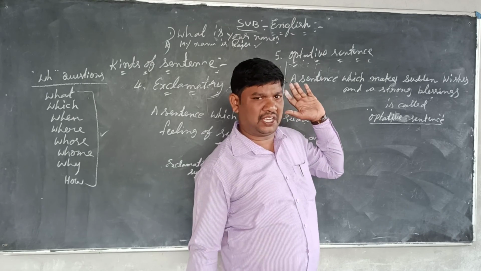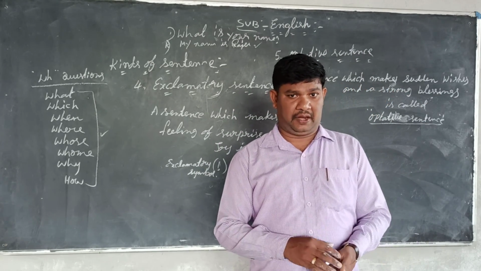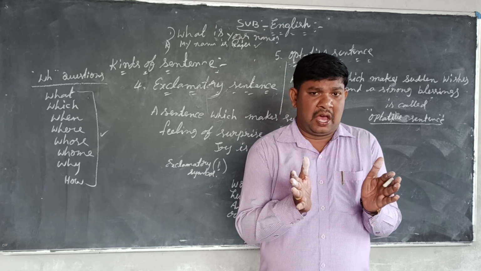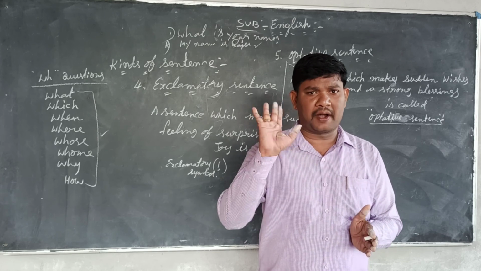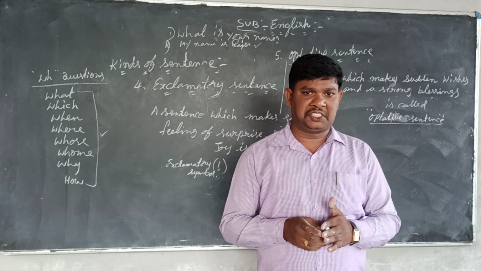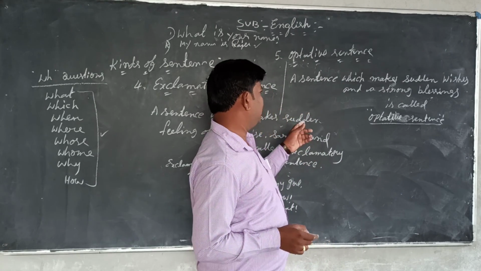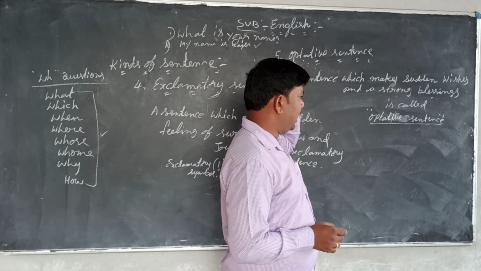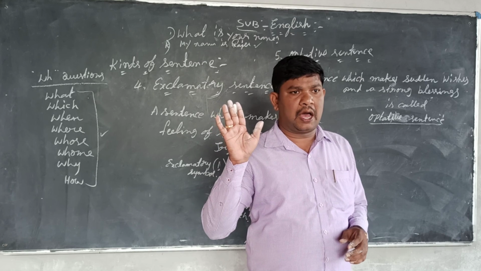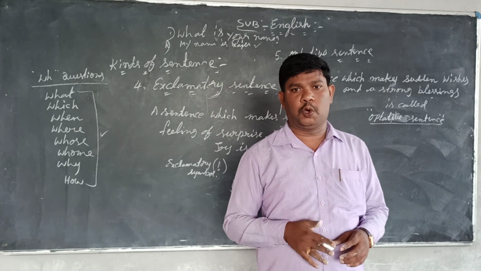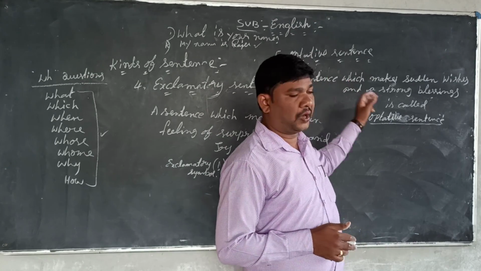What are sudden wishes? We say them to our elders, our lecturers, our teachers. When you suddenly approach them, you wish them immediately: good morning, good evening, good night. All these are wishes, and they come under the optative sentence. And also blessings. Strong blessings mean, may you live a long life, God bless you. All these blessings come under the optative sentence.